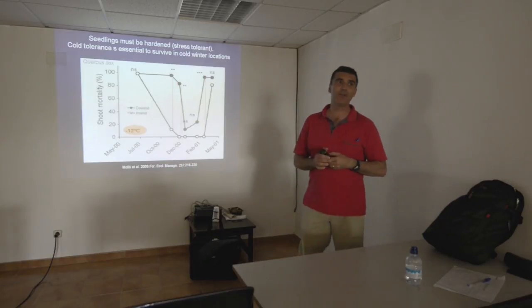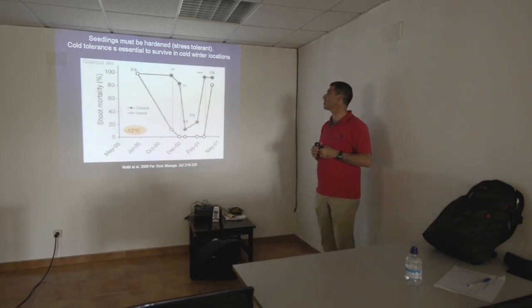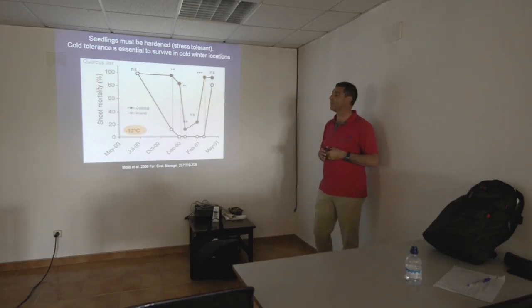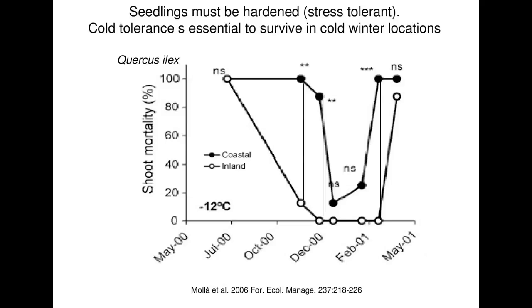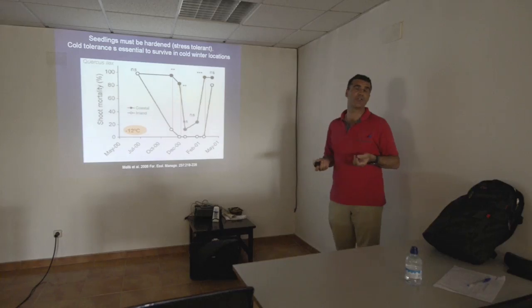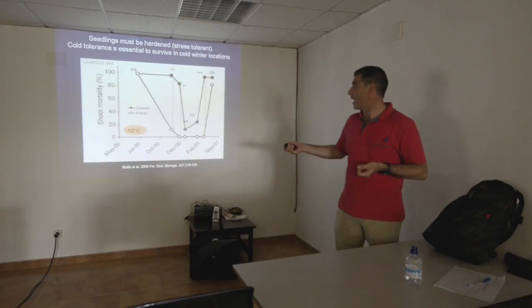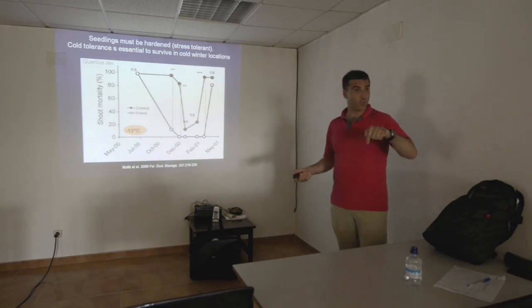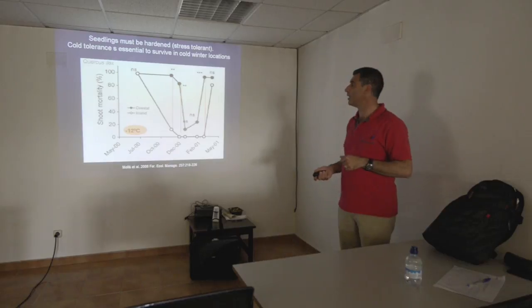This is an example of the importance of being cold tolerant in Mediterranean plantations inside the Iberian Peninsula. This is holm oak, what you see next. And what we did in this experiment was to cultivate the oaks in two nurseries. This is a coastal nursery near the Mediterranean Sea where the winters are very mild. And the inland nursery is this one. We have quite cold winters.